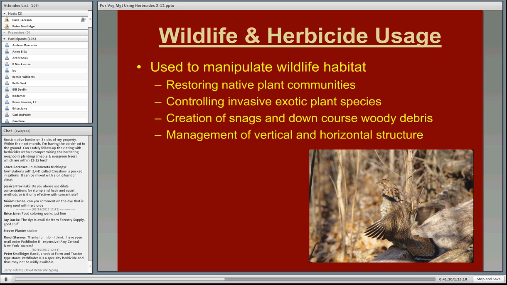We can manage vertical cover, which is from the ground layer up to the main canopy. We can use it to manage horizontal structure across the landscape. So there are lots of different things and lots of different methods that we can apply herbicides to actually manage habitat for wildlife. So what do I use?